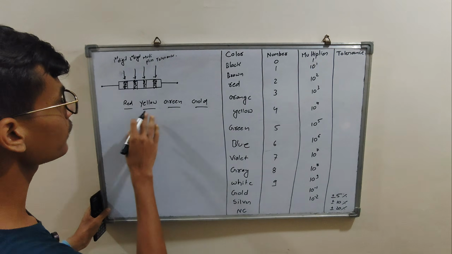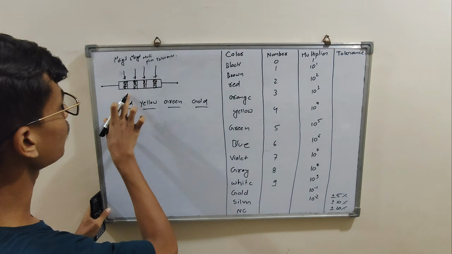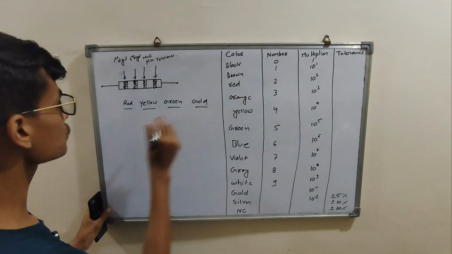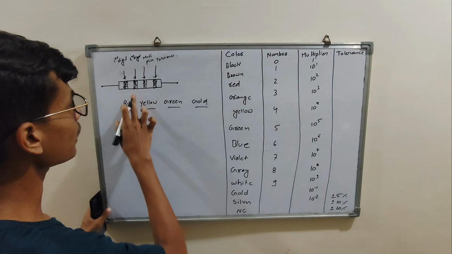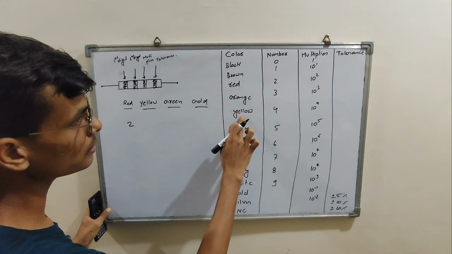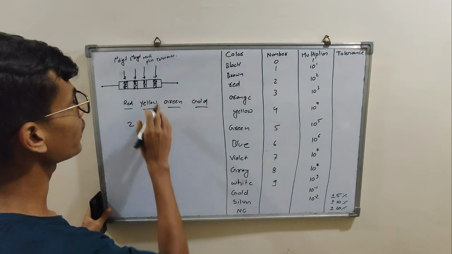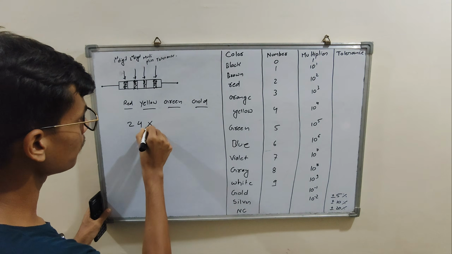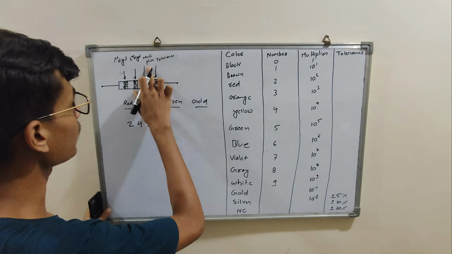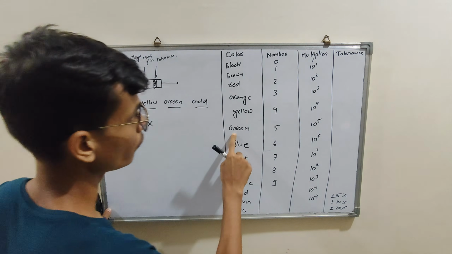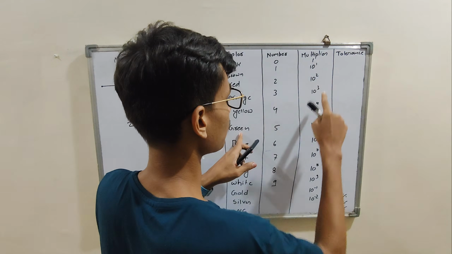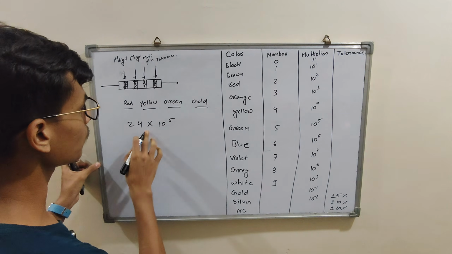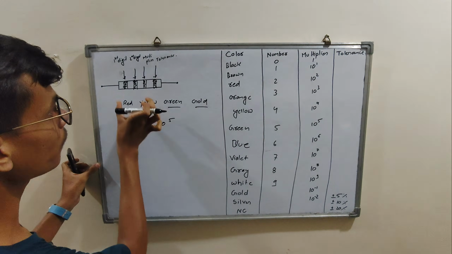So let's say we got red, yellow, green and gold. The first one is red, and red means its number is 2, so the first digit is 2. Then for the second digit, look for yellow, which means 4, so the second digit is 4. After these 2 digits, the third one is the multiplier, so add a multiplication sign here and look at its color. It is green, and for green the multiplier value is 10 to the power 5. So 24 into 10 to the power 5 is the value of the resistance.